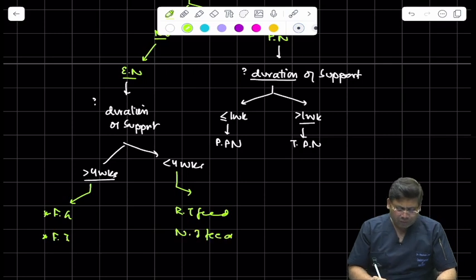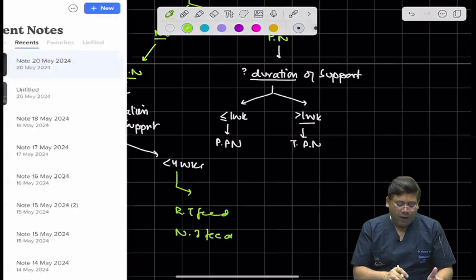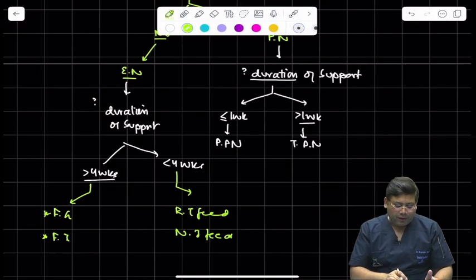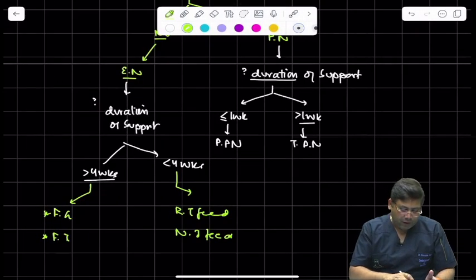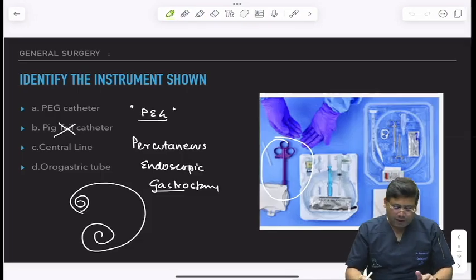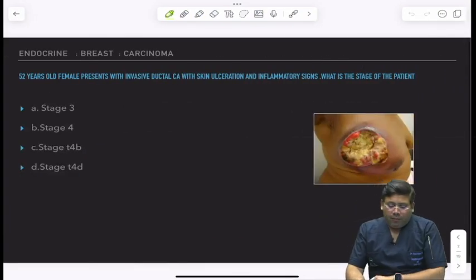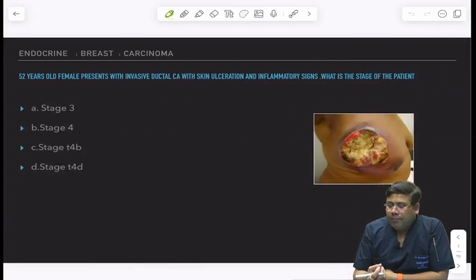So this is the mood related topic, a mood related question. This is really very important. Next, let us go to the next question. This is a very simple question.